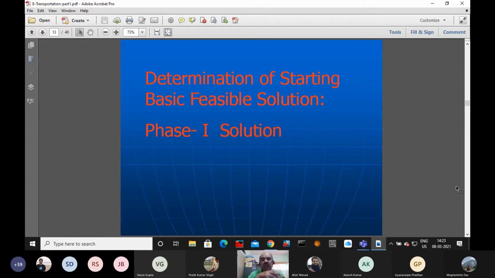Okay, so there are a few methods in the literature. First one is the northwest corner rule. Second one is the least cost method. Third is Vogel's approximation method. We will discuss the first 2 only, the northwest corner rule and the least cost method. Using these 2 methods, we find the basic feasible solution. Once the basic feasible solution is obtained, we check whether it is optimal or not using our duality theory.